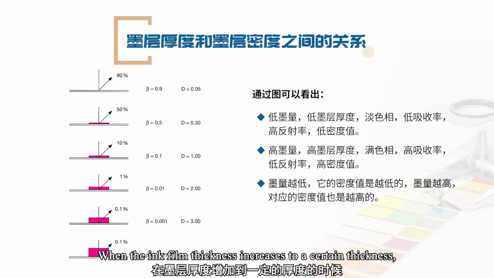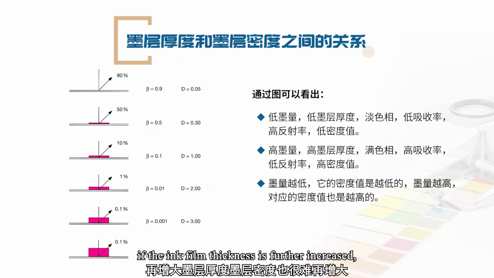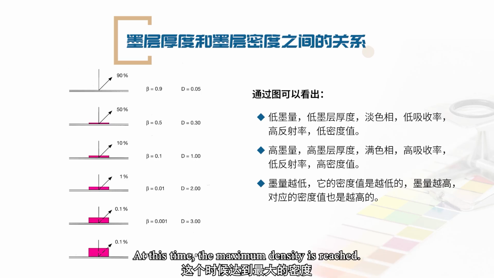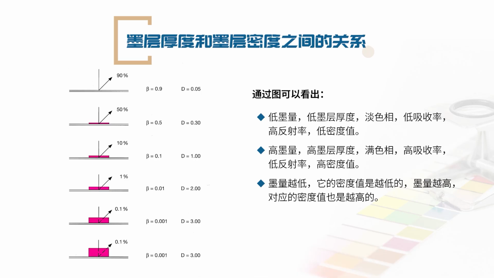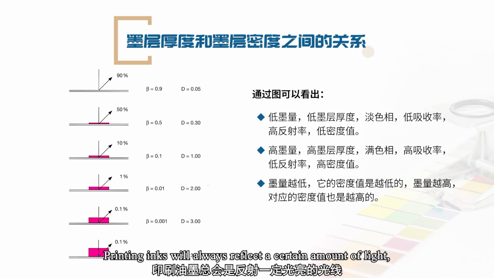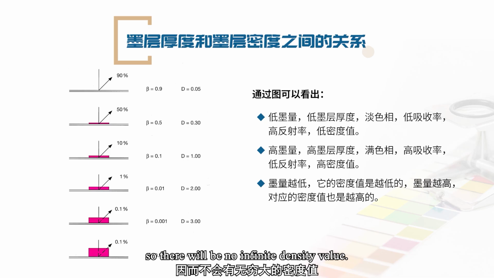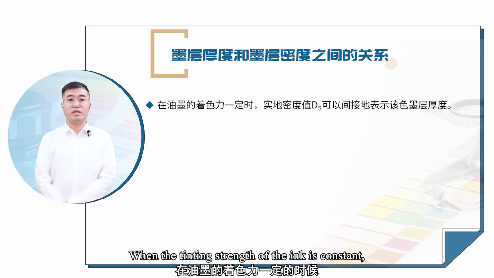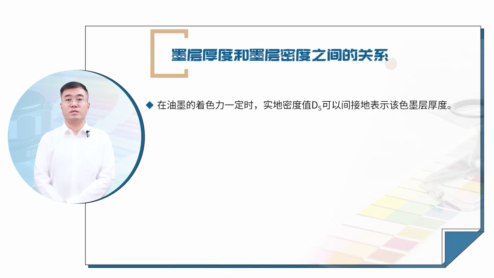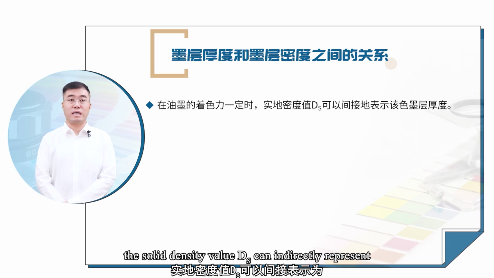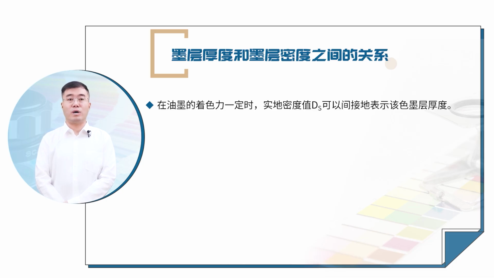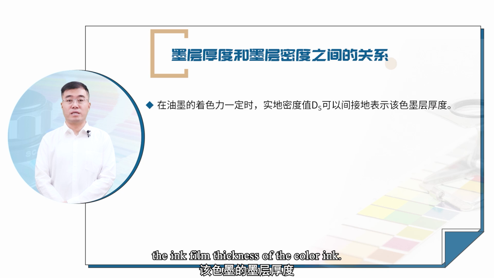When the ink film thickness increases to a certain thickness, if the ink film thickness is further increased, it is difficult for the ink film density to increase again. At this time, the maximum density is reached. Printing inks will always reflect a certain amount of light, so there will be no infinite density value. When the tinting strength of the ink is constant, the solid density value DS can indirectly represent the ink film thickness of the color ink.